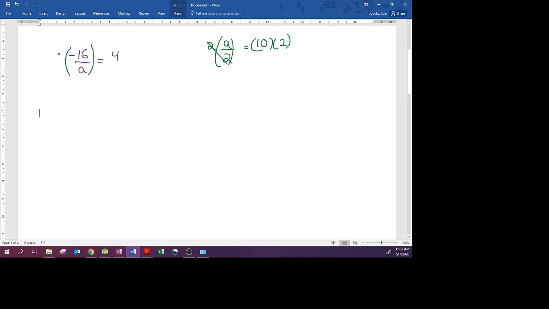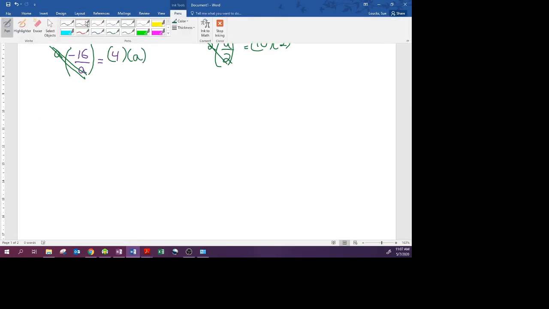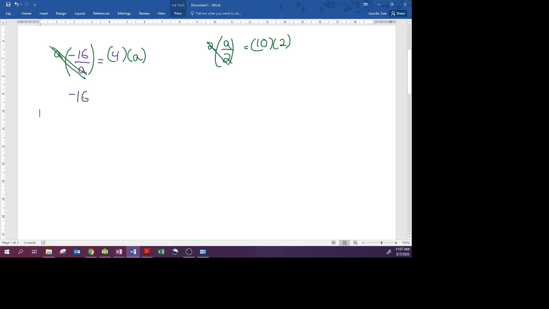We want to get rid of what's in the denominator, so we're going to multiply that side by the denominator. It just happens to be a variable this time. And then we'll do the same thing on the other side. And then what we have is -16 equals 4a. So we've moved the a's on the other side now, but it's still equivalent, right? We did the same thing to both sides.